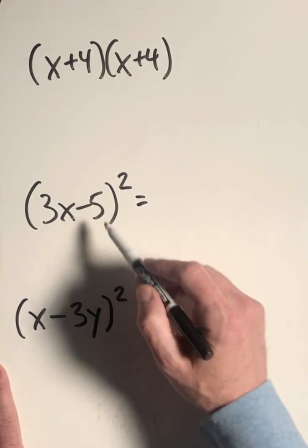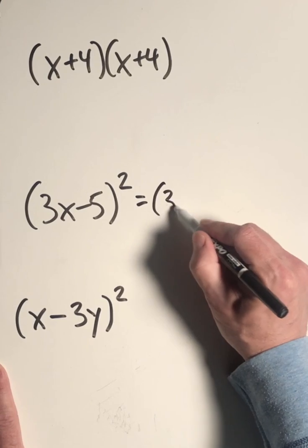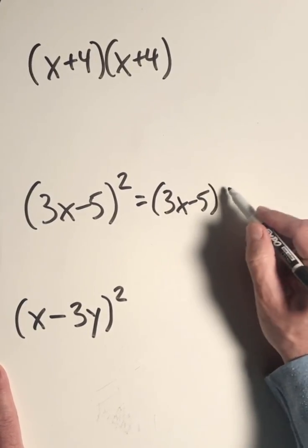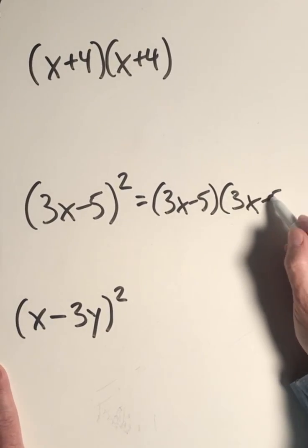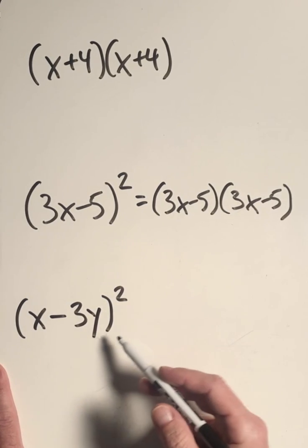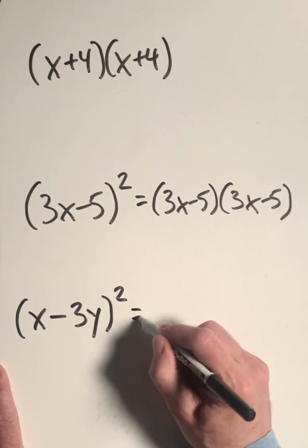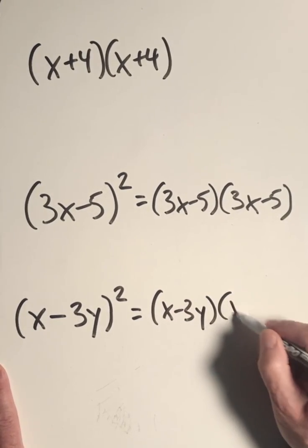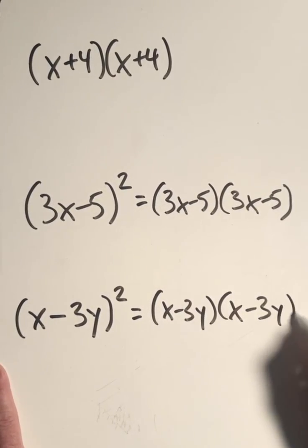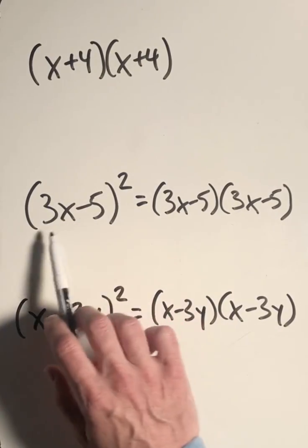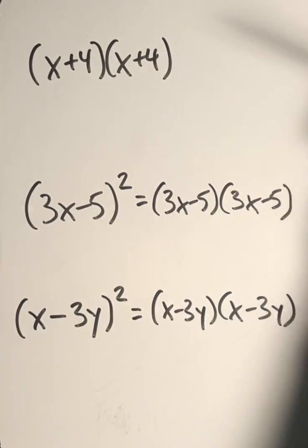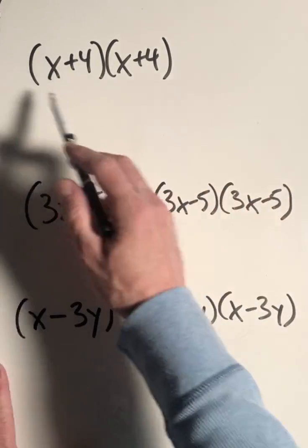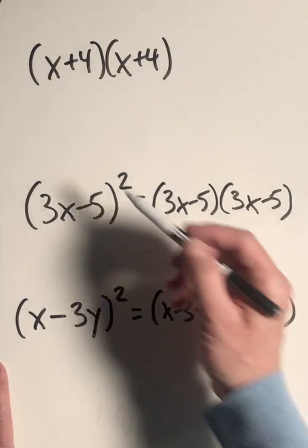So when you look at 3x minus 5 squared, that's really 3x minus 5 times 3x minus 5, and x minus 3y squared would be x minus 3y times x minus 3y. So just be careful when you see something that looks like this. It's really this in disguise. And we will just go about FOILing the same way that we've done before.